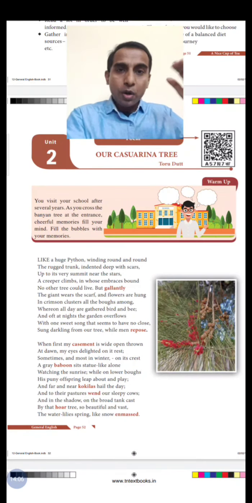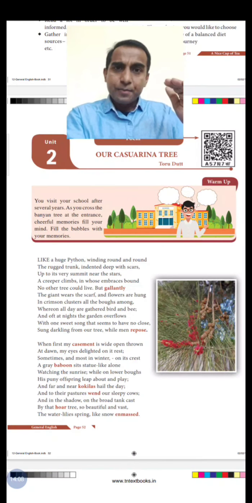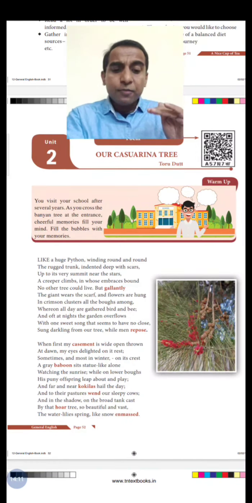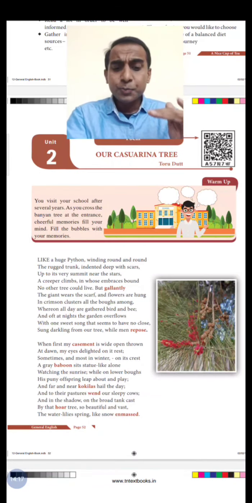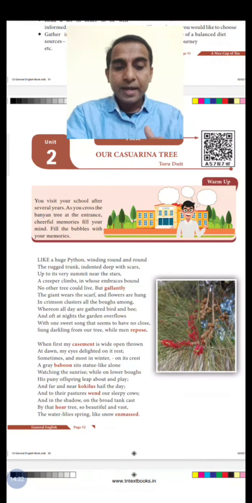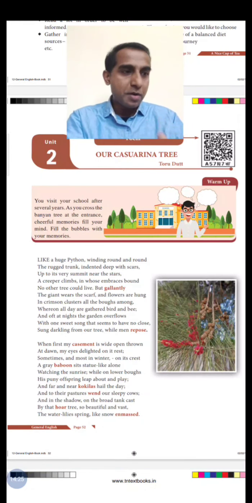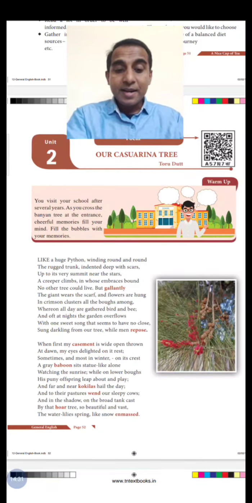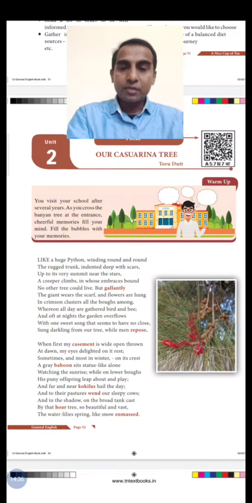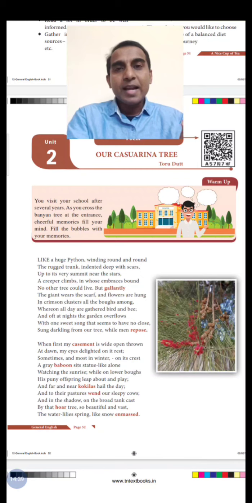"Watching the sunrise, while on lower boughs his puny offspring leap about and play." Puny here means very weak. His puny offspring, the young one of the monkey, leaps about and plays. It jumps from one place to another, playing in the tree there. "And far and near, Kokilas hail the day." Far and near, far away on the tree at the other side, you can see the Kokila. Kokila is a kind of bird, which you can compare to the cuckoo bird.